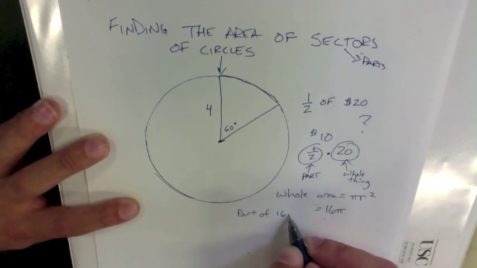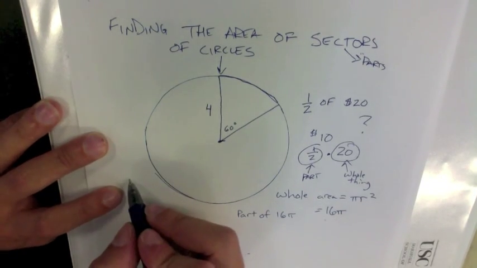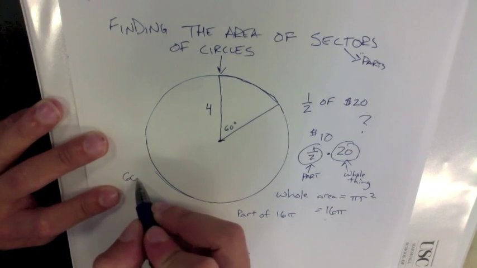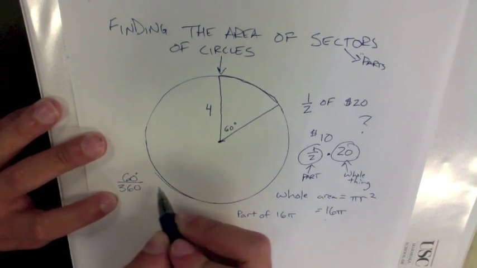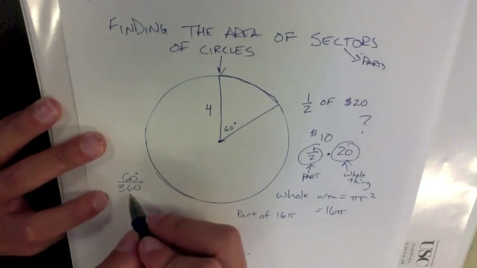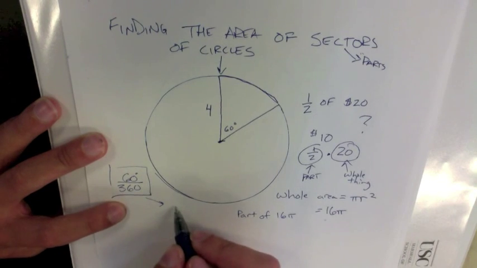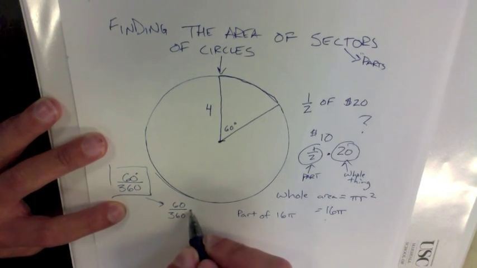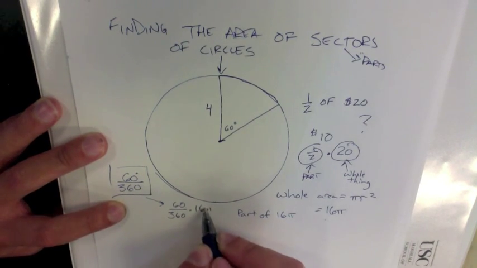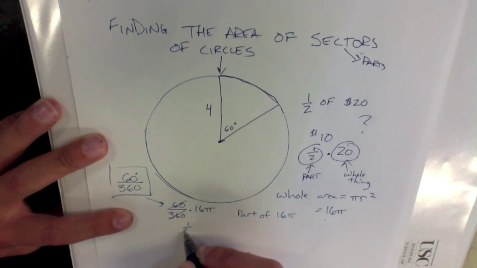But we only want part of the whole thing. We only want the 60-degree segment, so we want part of the 16. So we need to know the whole thing is 360 degrees. That's how many degrees are in a circle, but we only want to consider 60 of those 360 degrees. So we're going to do 60 divided by 360. That's the fraction of the whole thing, which is 16 pi.